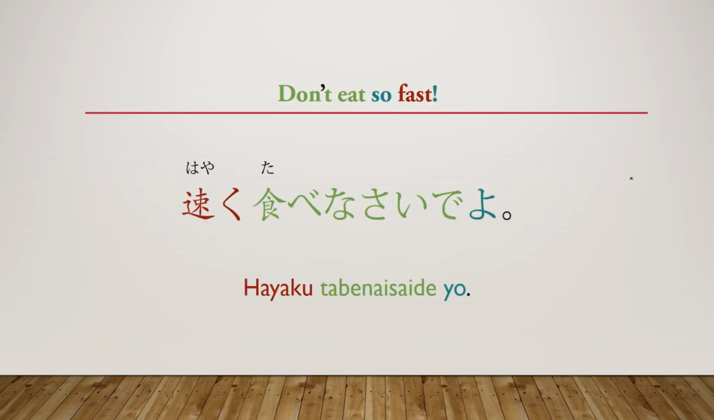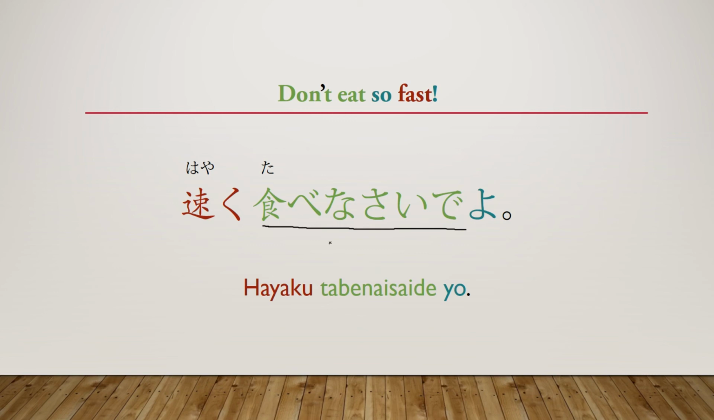The final example sentence is don't eat so fast. This one is showing how to make a command a little bit stronger. This would be hayaku tabenasai de ne. This one would be hayaku tabenasai de yo. So the first thing I want to really go over on this one is, if you noticed, I use tabenasai de.